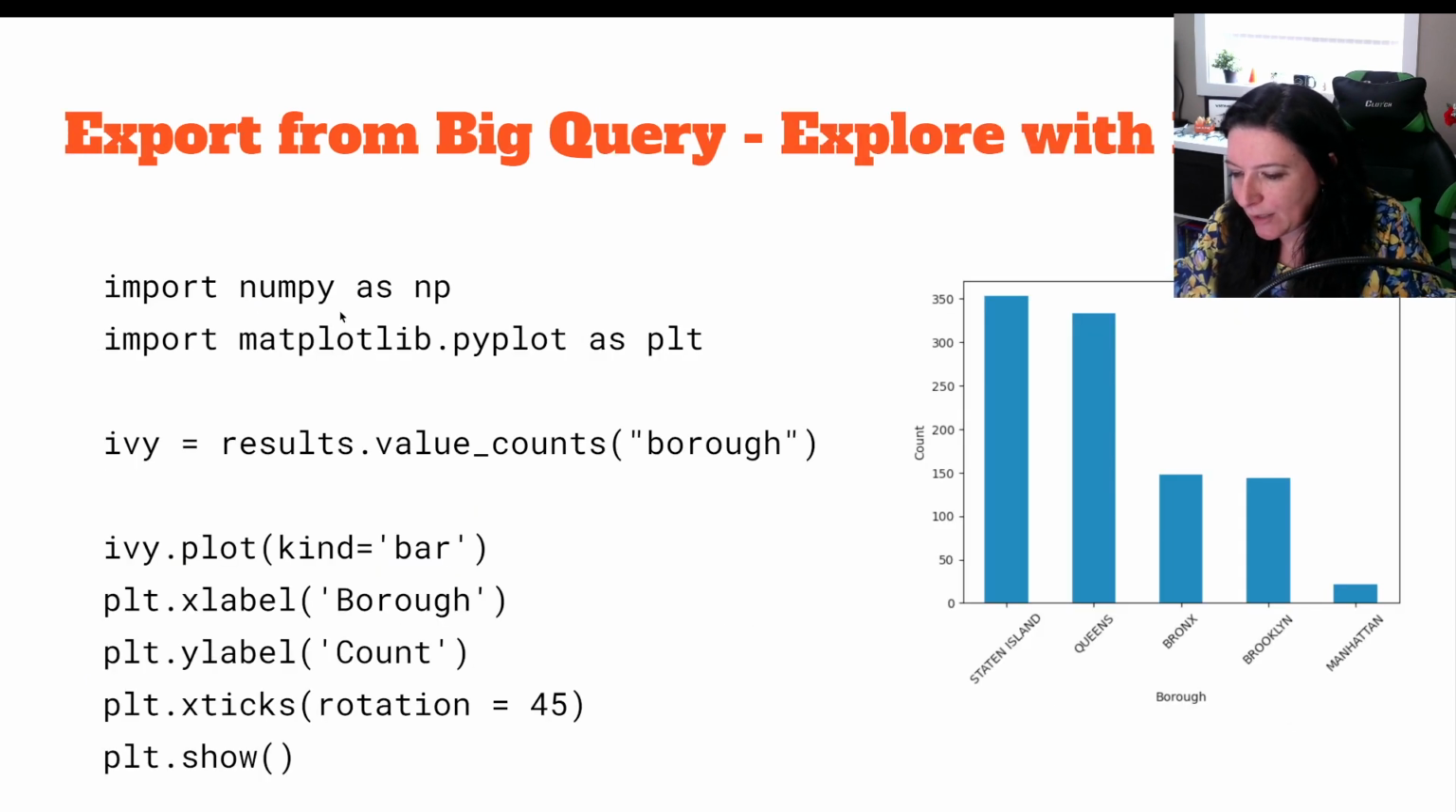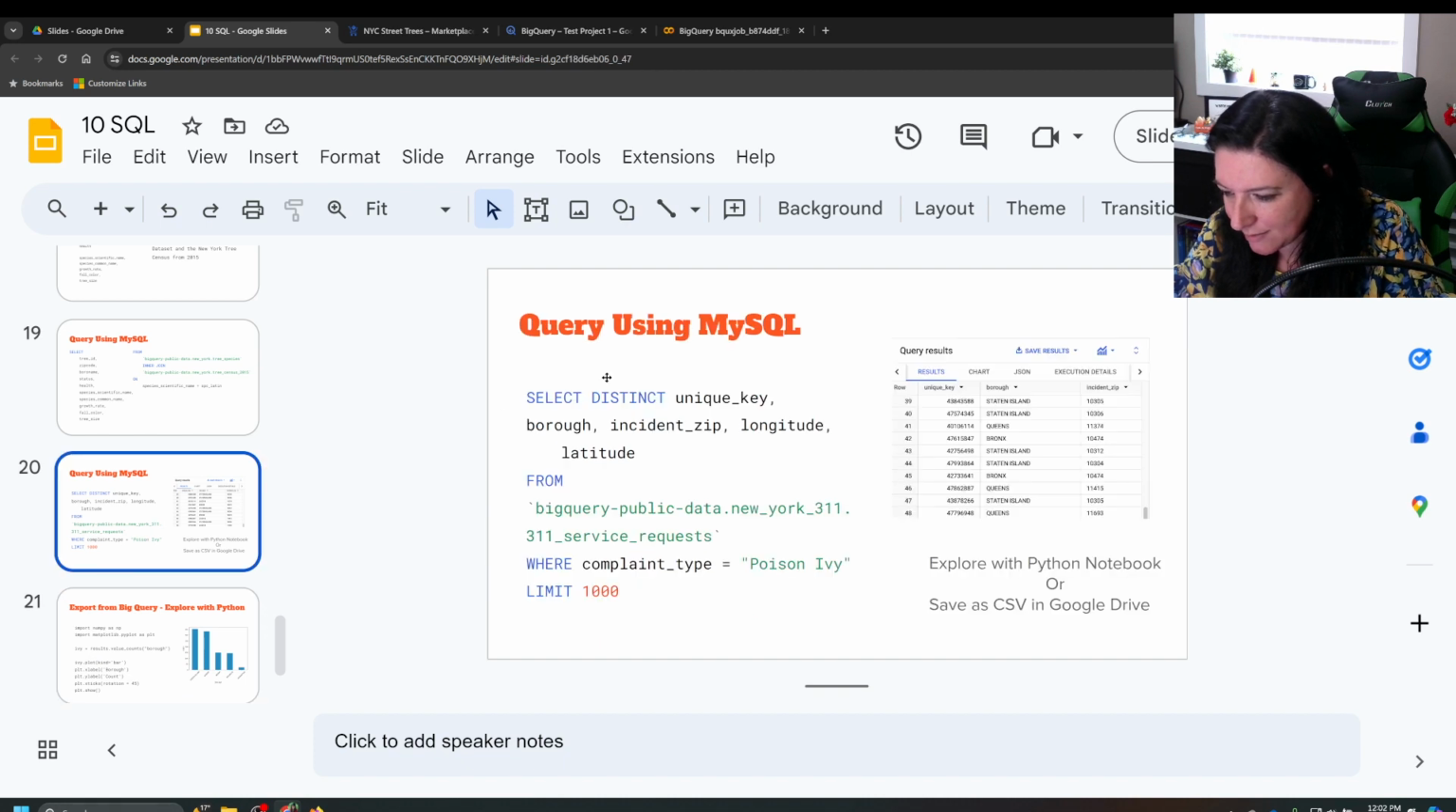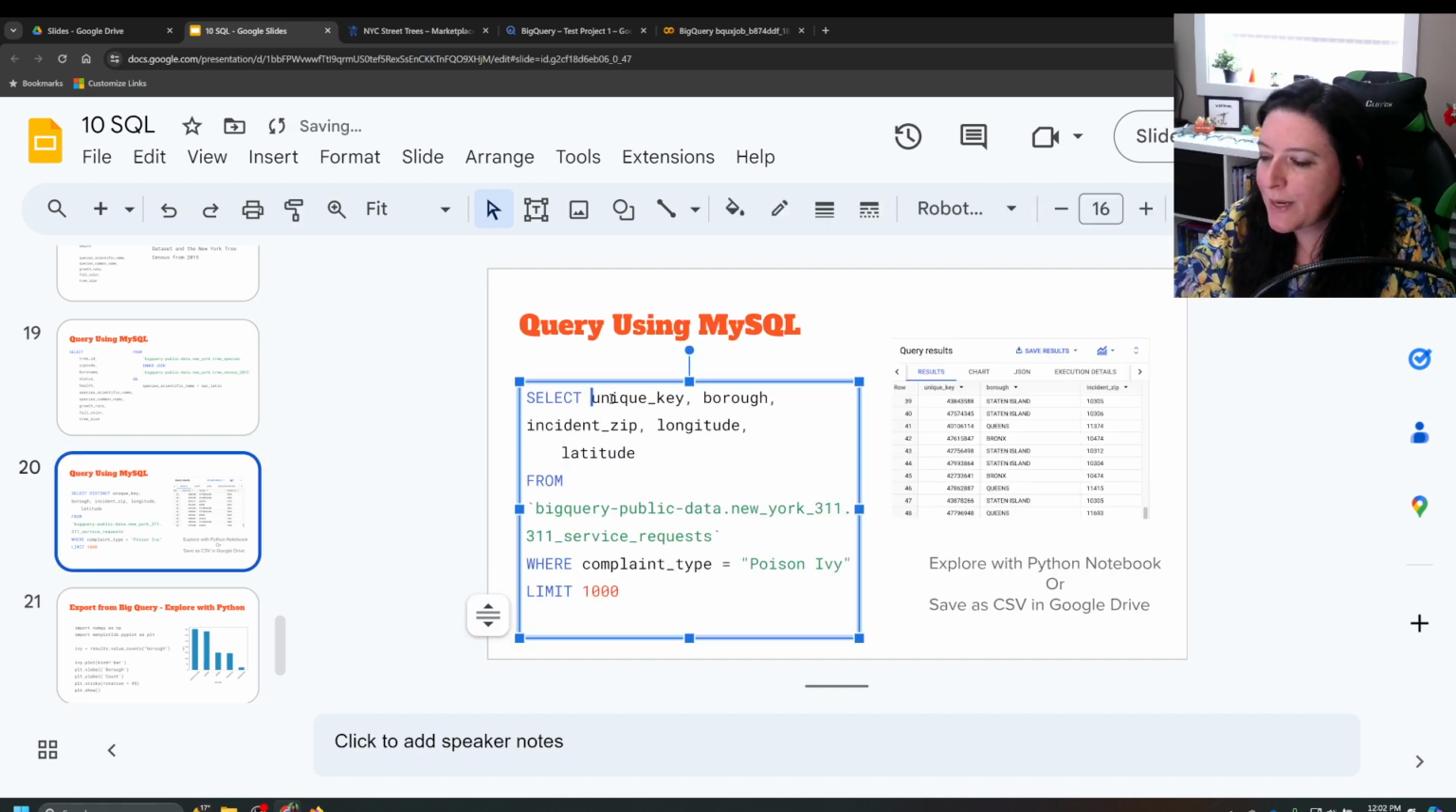And if I look at this here, we don't want distinct. Let's change that. Distinct would be one each. We want all the data that's relevant here, so let's remove that distinct. Select unique key, borough, incident zip, longitude, latitude from the 311 table where the complaint type is poison ivy. And of course, limit to 1,000.